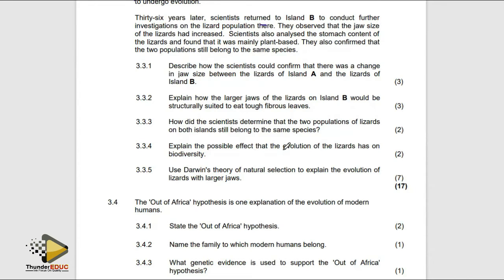Explain the possible effect that evolution of the lizards has on the biodiversity. Here, it can increase the biodiversity or it can reduce the biodiversity. So basically, those are the two ways. If it forms new species, then automatically it has increased the biodiversity. If it takes away an existing species, then it forms another species, then it means that it is decreasing the biodiversity. However much is being created, it is decreasing because the other one is no longer existing.